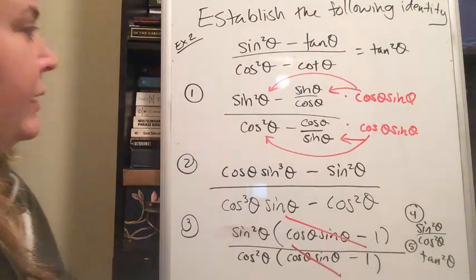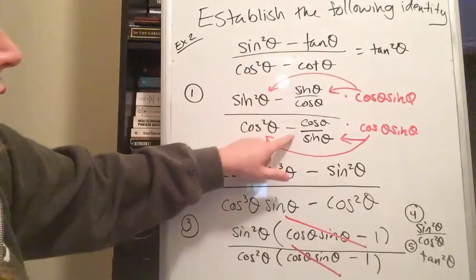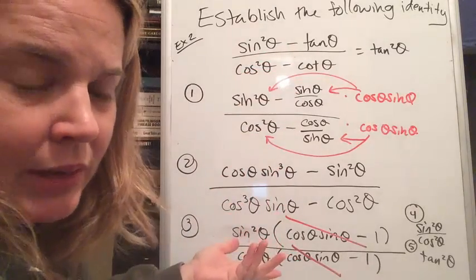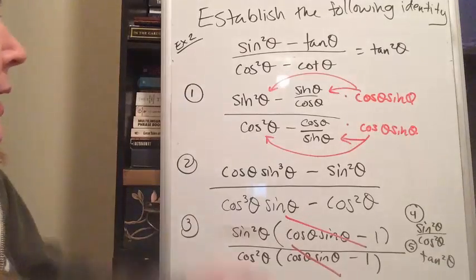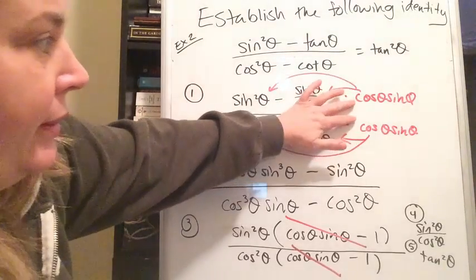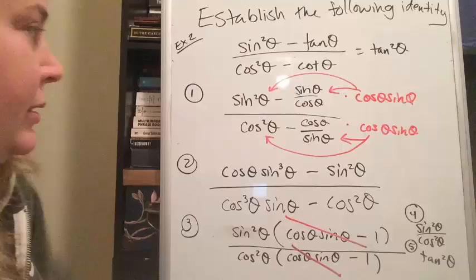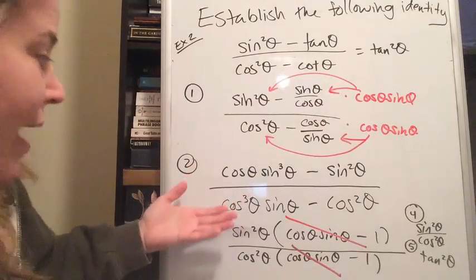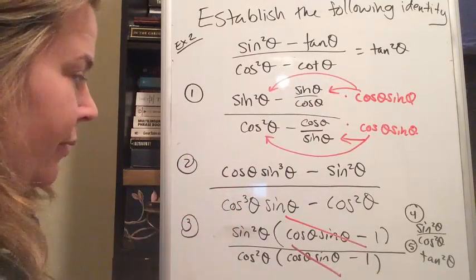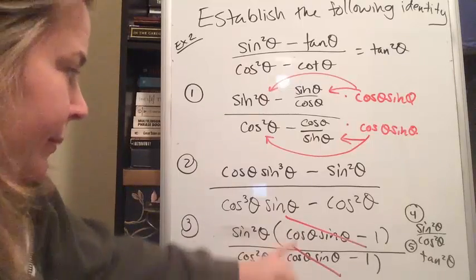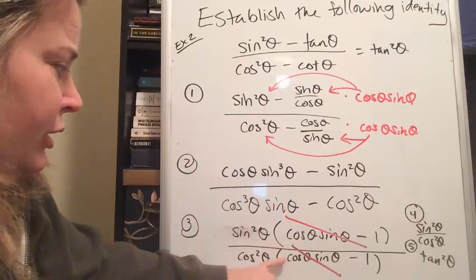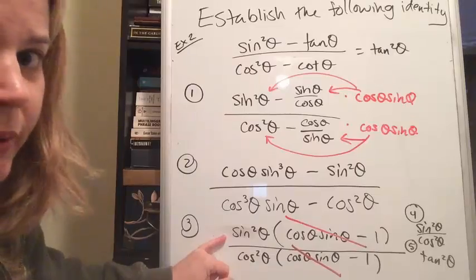So what are some things I did? I changed everything to sine and cosine. When in doubt, change everything to sines and cosines and see if that gets you anywhere. Then I had a complex fraction, so I multiplied by the LCD of the little fractions inside the complex fraction. Then I factored. I wasn't sure if that was going to bring me anywhere, but it did, because I could simplify. By factoring, I was able to simplify this fraction, which left me with sine squared over cosine squared, which is tangent.